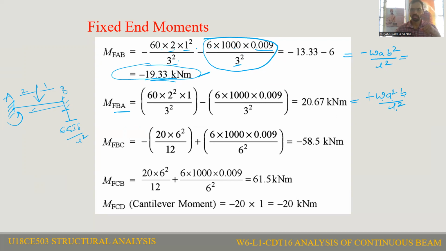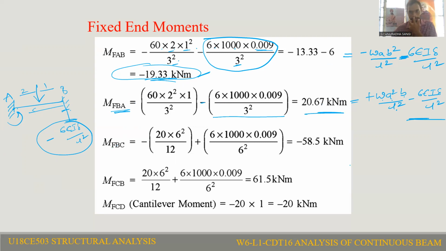So this is the value, minus 19.33 kN meter. Similarly, MFBA has the same effect, so a negative effect will be there at A as well as B. If you consider MFAB as well as MFBA, the fixed moment will be minus W A B square by L square minus 6 EI delta by L square. Here also minus 6 EI delta by L square. So you need to substitute these values.